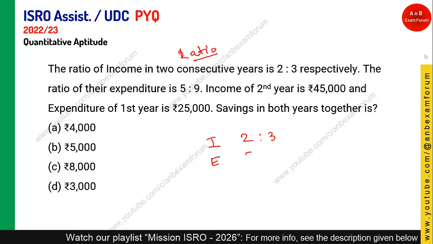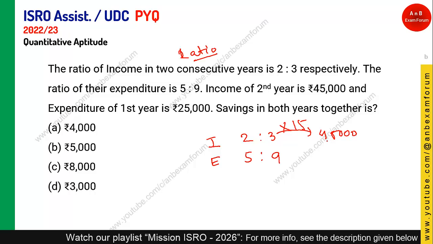Coming to the expenditure, the ratio is 5:9. The income of the second year is 45,000. So I'm making it a shortcut. The income of the second year is 3 parts, so it is 15,000 times extra. So in that case you can deduce all the quantities.